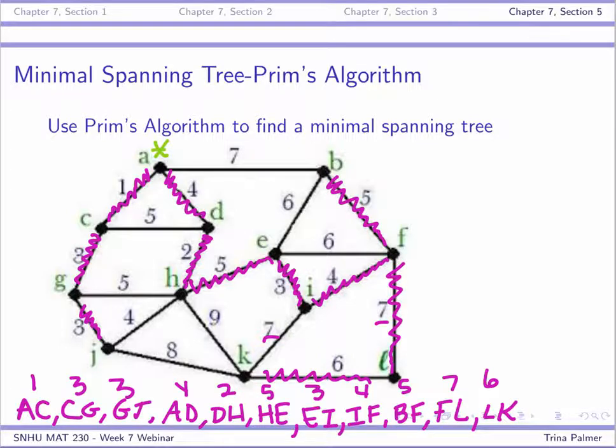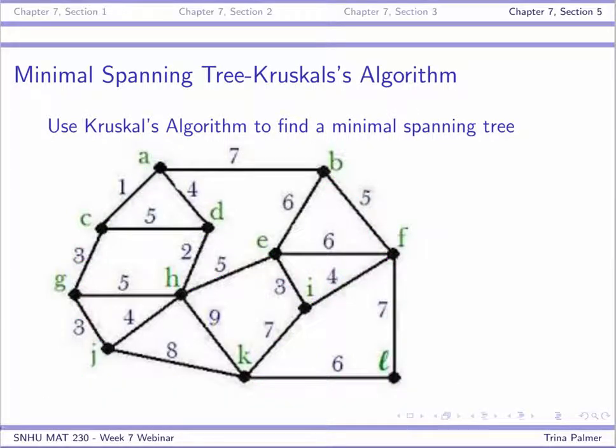Alright, so let's look at Kruskal's algorithm. Kruskal's algorithm is more of a global point of view. It looks at the whole graph and just picks the edges with the lowest weight. The edge with the lowest weight is AC, so we're going to start with that one again. There's no other ones with a weight of 1. Then I look at the whole graph, and I find DH has a weight of 2.